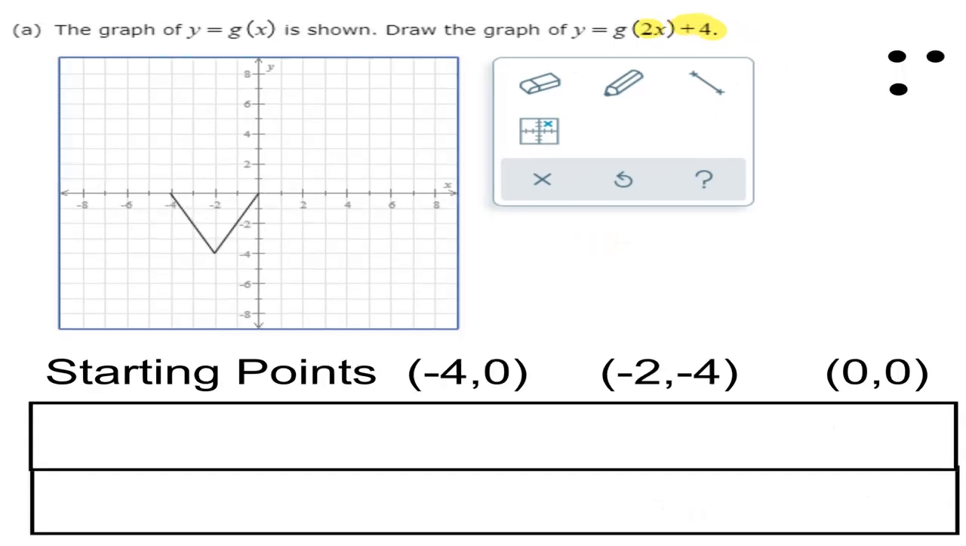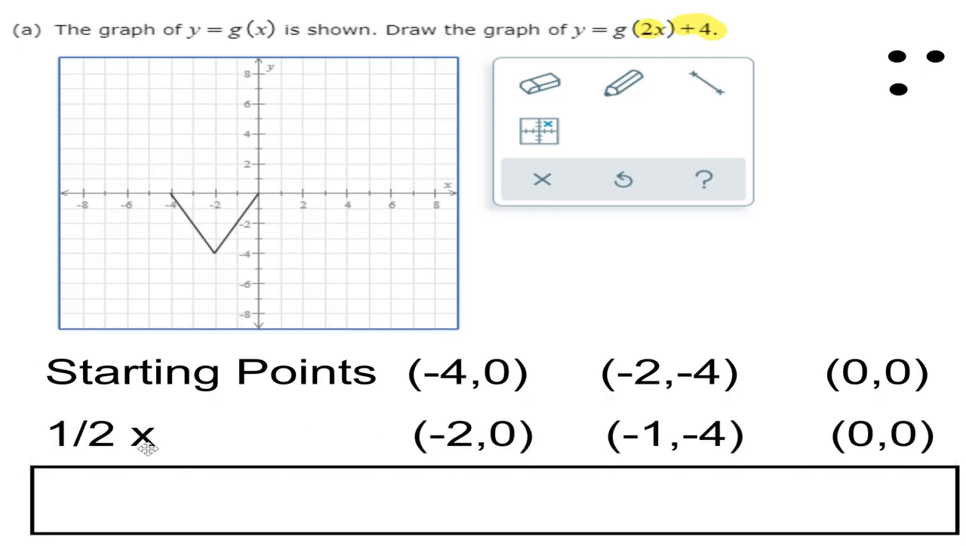In this problem, my 2 transformations are, I have a 2 times x in there, so I'm going to do 1/2 times x. So remember, I always do the opposite of the x's. And then a +4 on the outside, so I'm going to add 4 to my y's. So the first thing, always again work with my x's first. So I'm going to do 1/2 x, so that -4 becomes a -2. The -2 becomes a -1, and the 0 stays a 0.